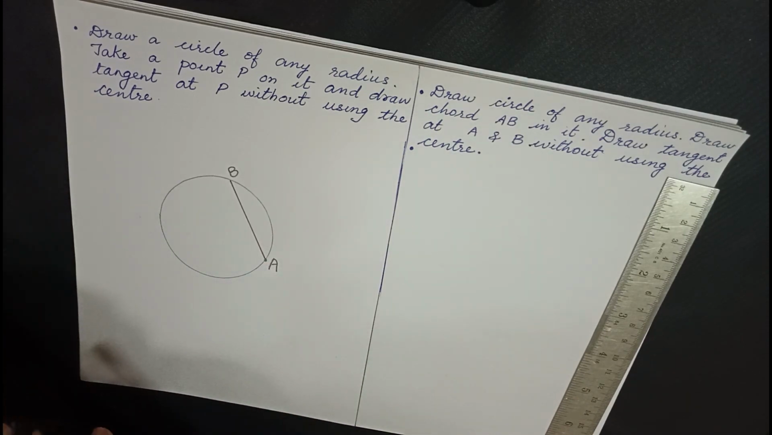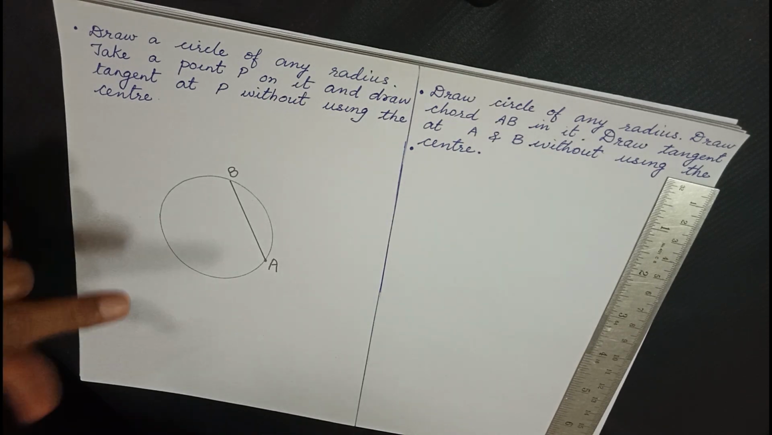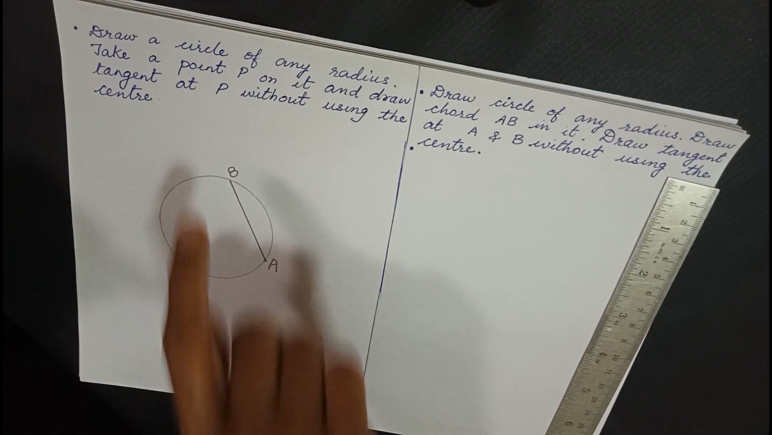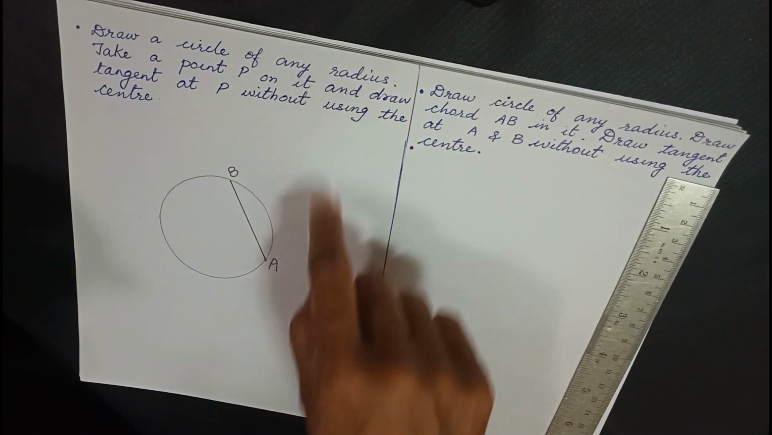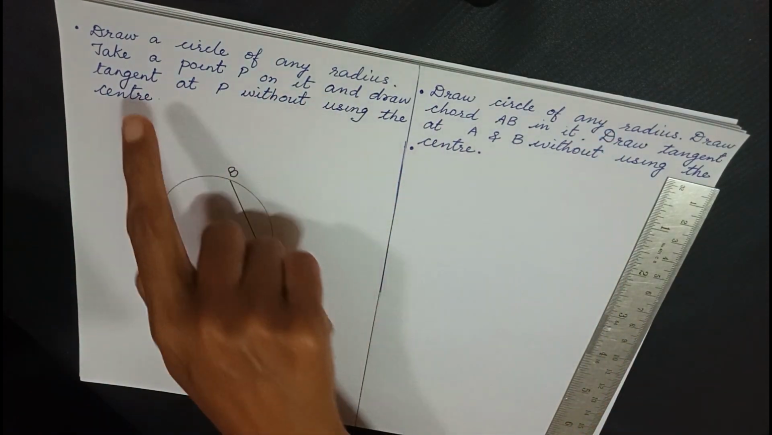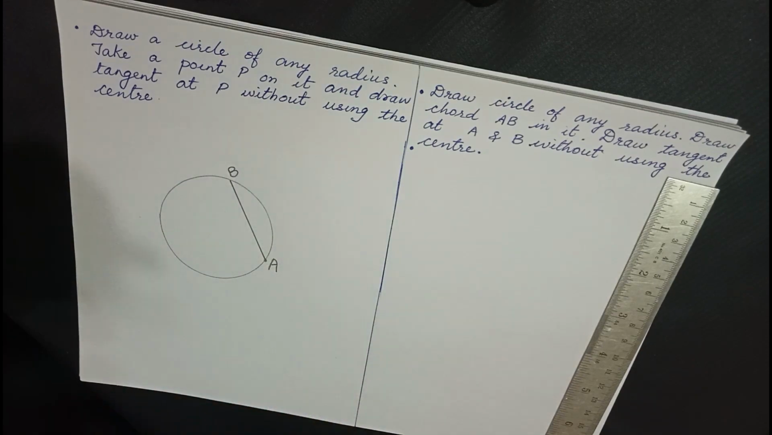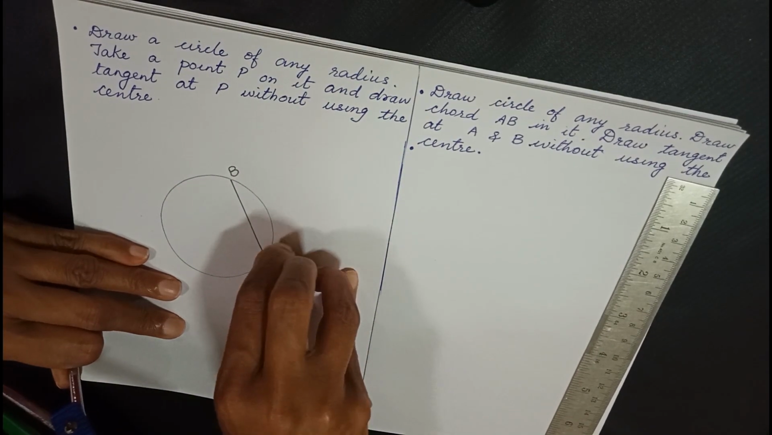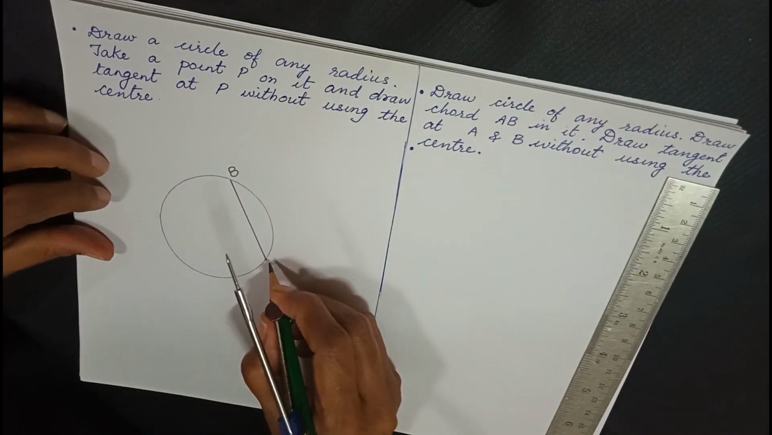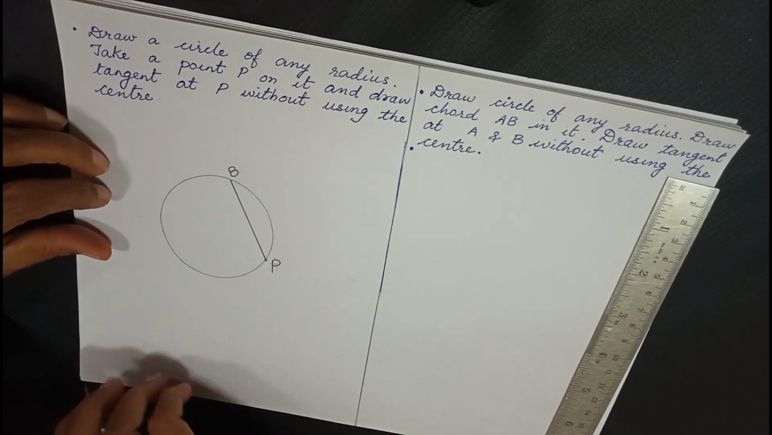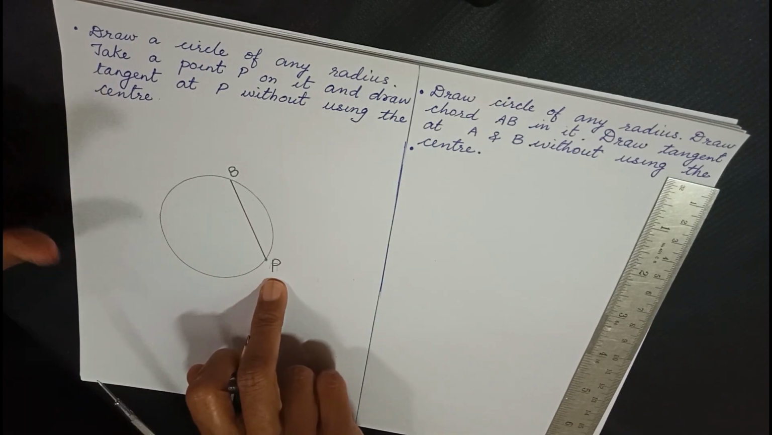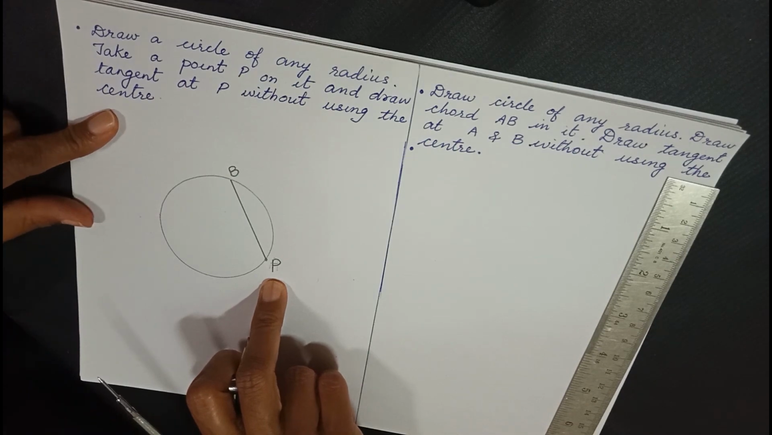And the method that we will be using is the one which we have learned earlier, that is making congruent angles without using a protractor. So how do we go about doing this? As you can read, the question says draw a circle of any radius. So I use a bangle to draw a circle. Take a point P on it. I have labeled it A, let's just change it to P. So let us say I have taken a point P on it, and now I have to draw a tangent at P without using the center.